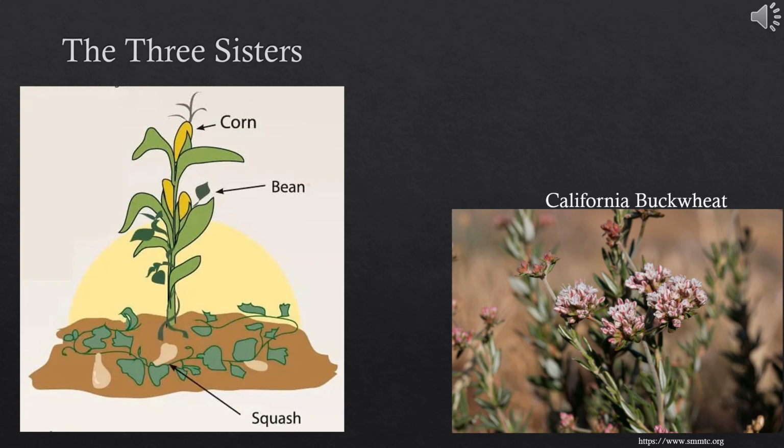This is a symbiotic relationship because the tall corn stalk is used as a trellis by the legume plant. The squash is used as a living ground cover as well as providing moisture retention and protecting the soil from sunlight. And then on the right side of the screen, you can see one of our native nitrogen-fixing plants, which is the California buckwheat.